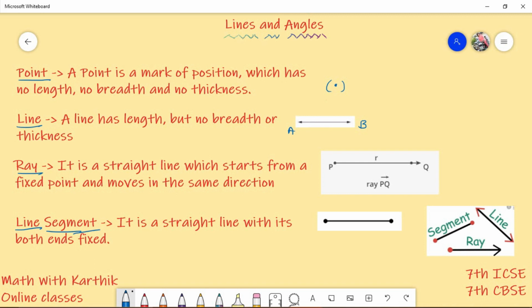Next, come back to the fourth one, line segment. What do you mean by line segment? It is a straight line with both its ends fixed. So if you take AB, this is a line segment. Here you can see both the points are fixed. I've taken a small diagram here, where you can compare all the three: line, ray and line segment.